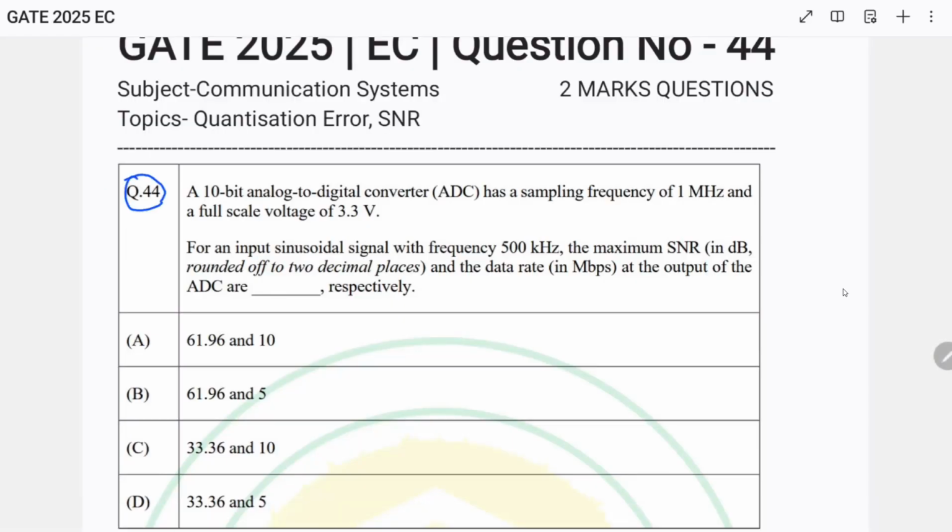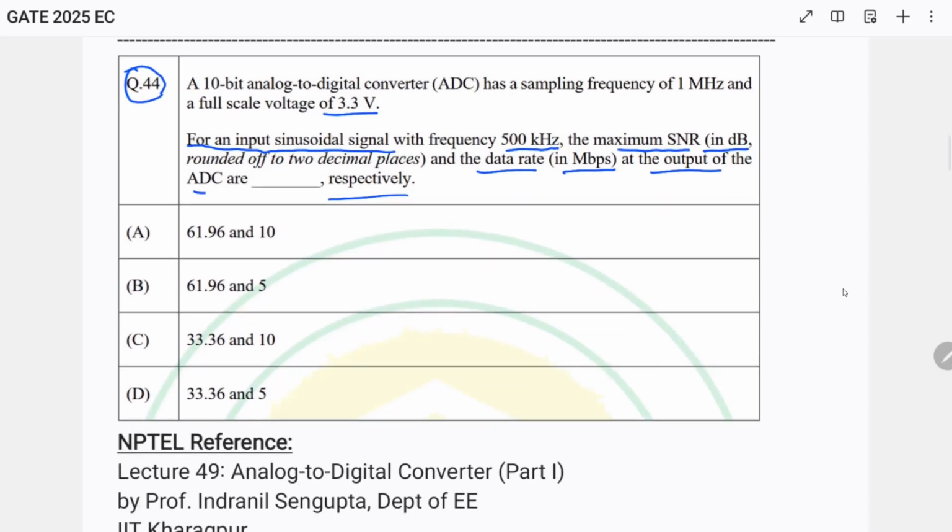A 10-bit analog to digital converter ADC has a sampling frequency of 1 MHz and a full scale voltage of 3.3 volt. For an input sinusoidal signal, this is a very important statement, with frequency 500 kilohertz, the maximum SNR in dB scale rounded off to 2 decimal places and the data rate in Mbps at the output of the ADC are respectively. So I need to find the correct option.